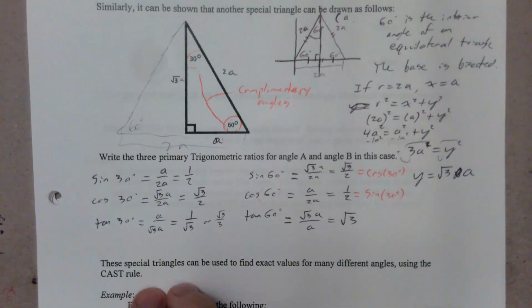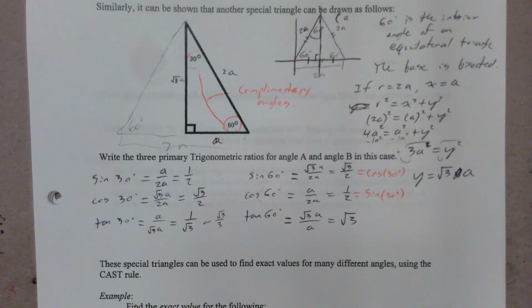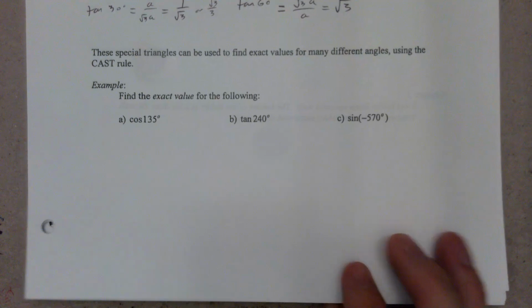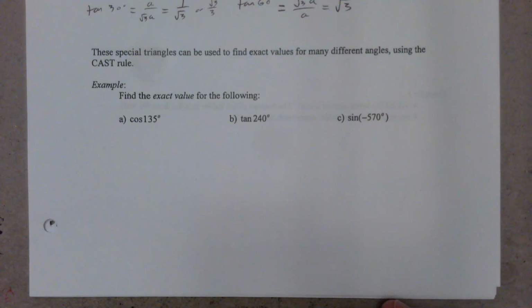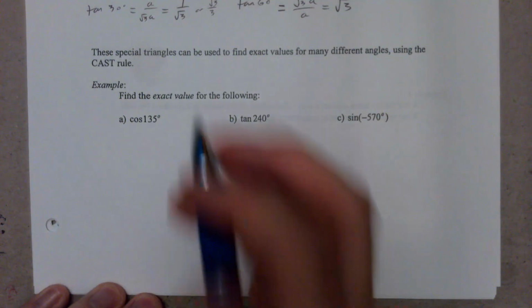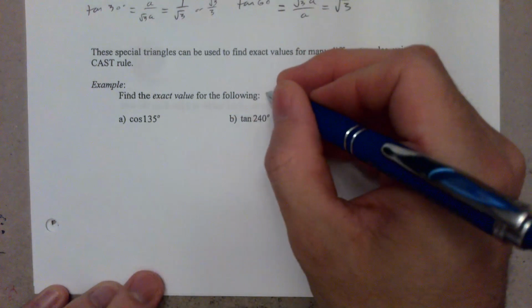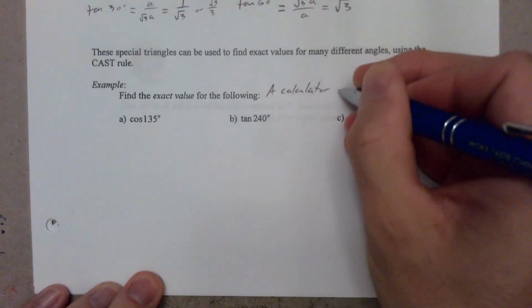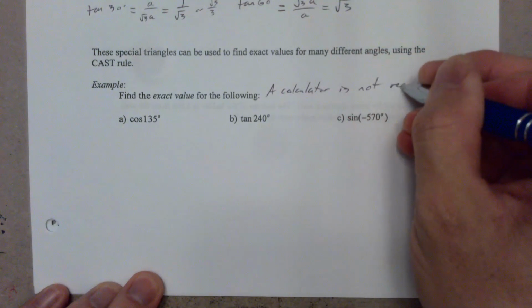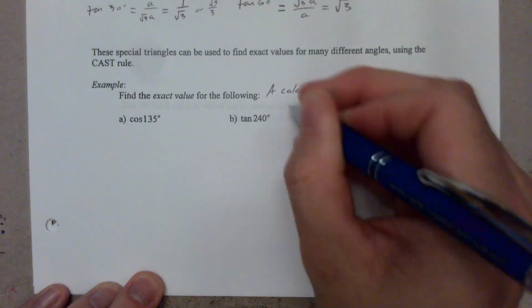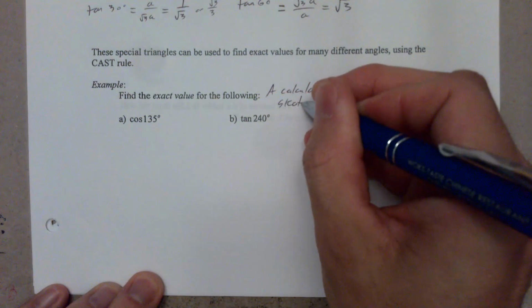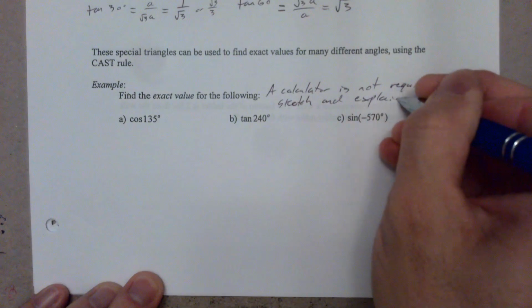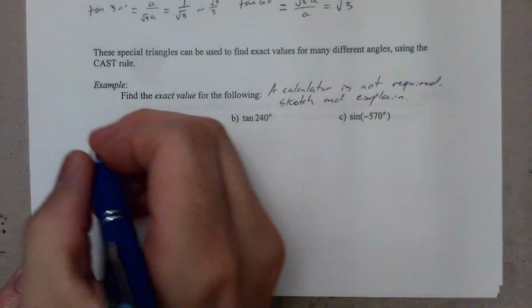Using these triangles and your own sketches and definitions, you can find exact values for any angle that has related acute angles of 30 degrees, 60 degrees, and 45 degrees. Let's try it out. Find the exact value for the following. A calculator is not required. Let's sketch and explain. I'm probably just going to do this orally because the spacing is a little bit tight here.